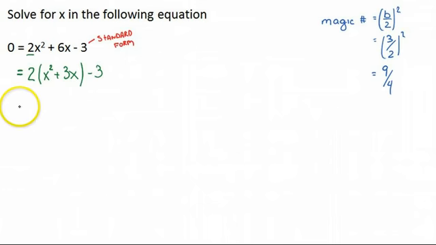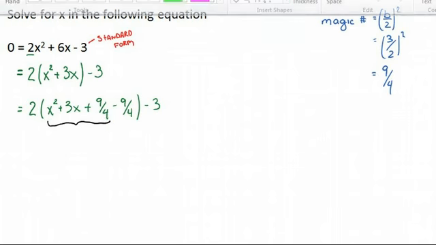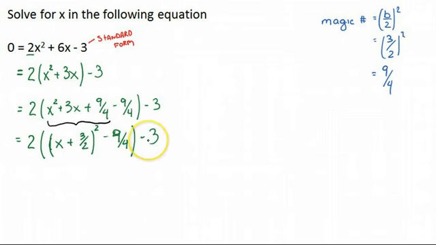And then I'll add and subtract my magic number directly inside the brackets. So 2x squared plus 3x plus 9 over 4 minus 9 over 4 minus 3. And now if I've done this correctly, this component right here will be a perfect square. And in this case I have 2, and then we get x plus 3 over 2, put brackets a little bigger, squared minus 9 over 4 minus 3.